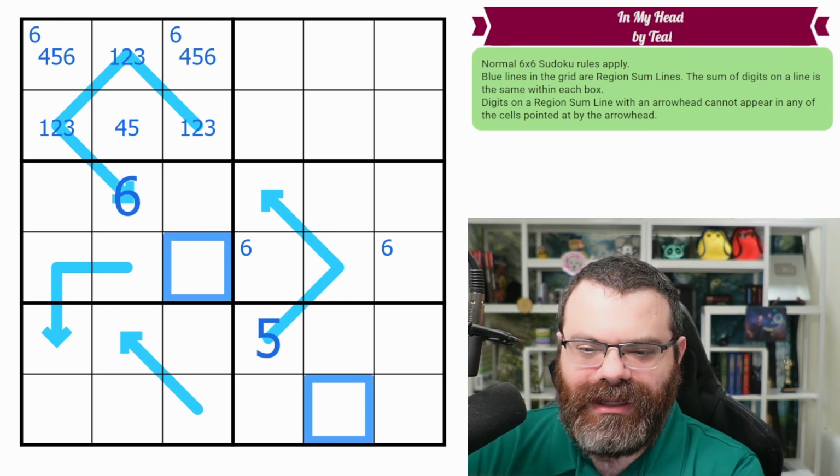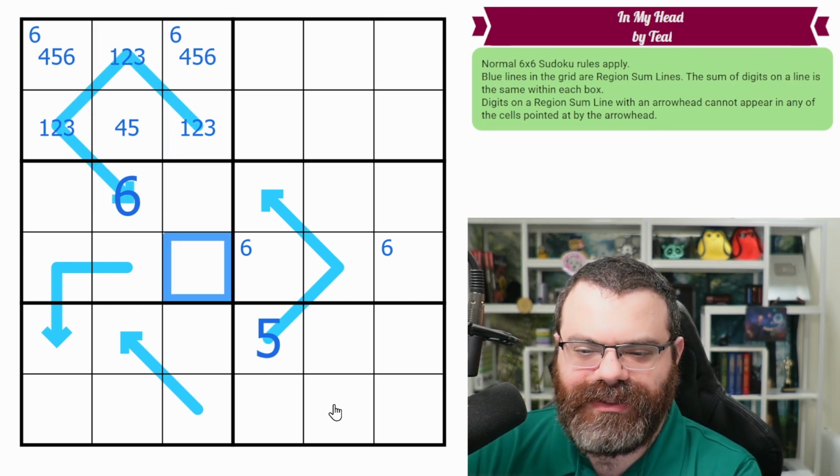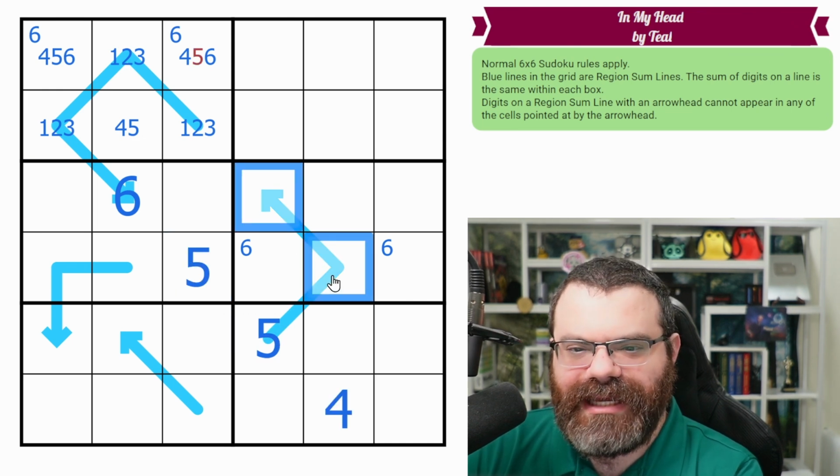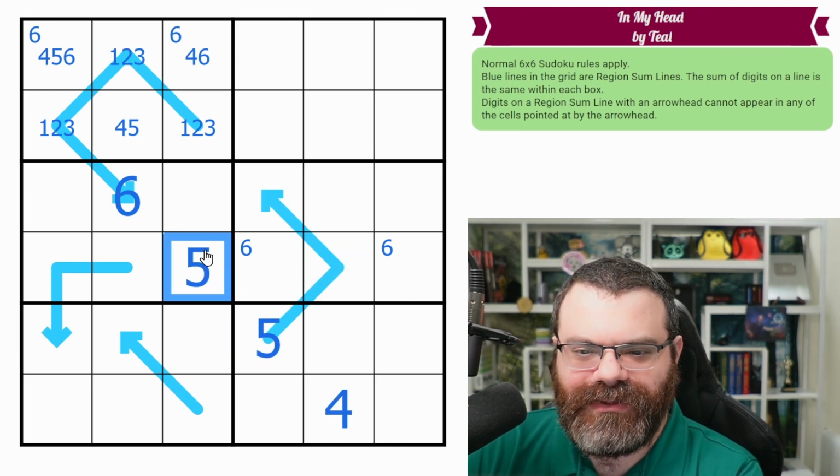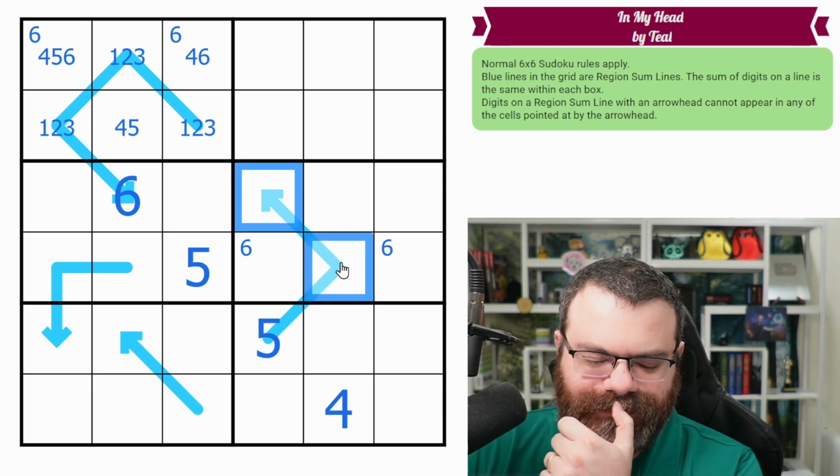And these aren't 1, 2, 3, or 6. So these are 4, 5. So this has to be a 4, and this is a 5. Okay. Now these add to 5. Oh, I guess I'm going to remove this 5 as well. But anyway, now these add to 5.